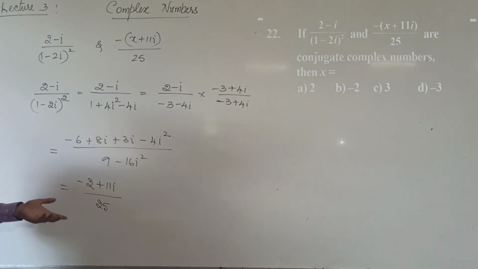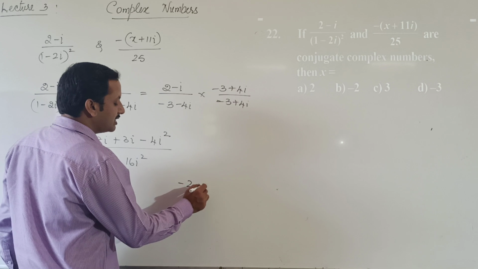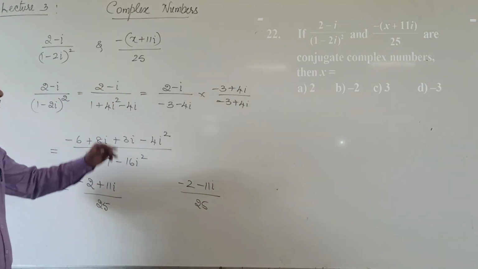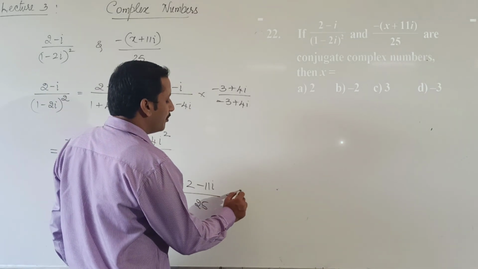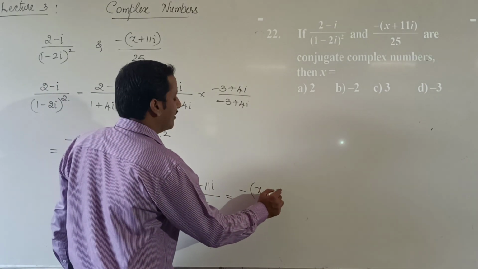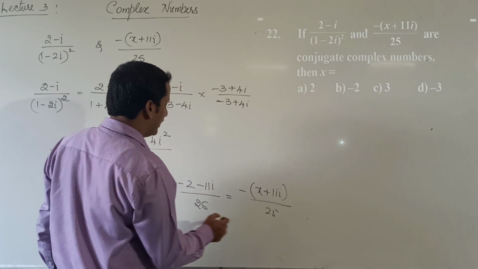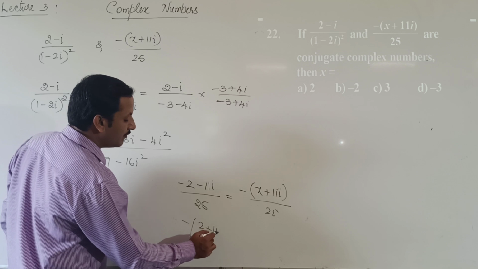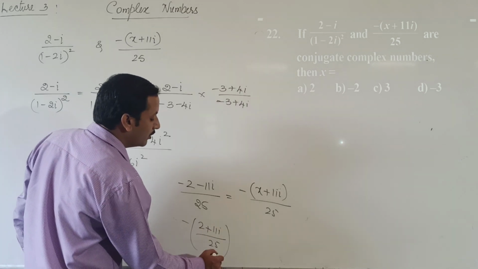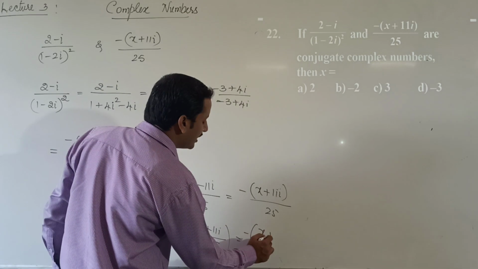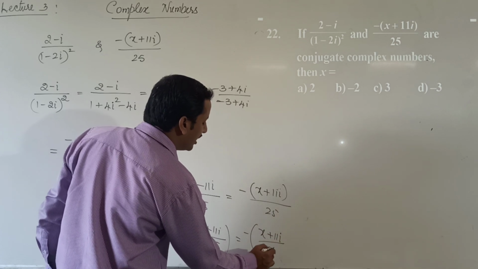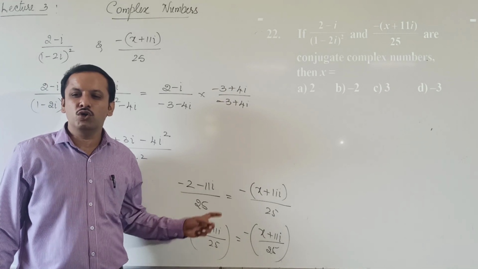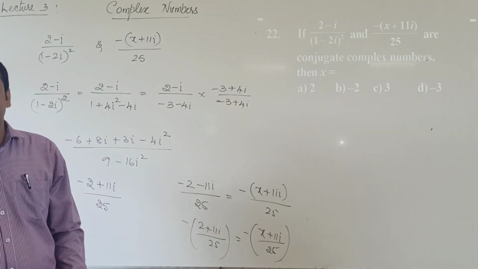We want the conjugate of this complex number. Conjugate is minus 2 minus 11i divided by 25. That's the answer. Given that it is equal to minus of x plus 11i divided by 25. I'll take minus as a common factor here. From this, I can write this as minus of 2 plus 11i by 25 is equal to minus of x plus 11i by 25. Now compare them, you will see that x is equal to 2. First option is the right answer.